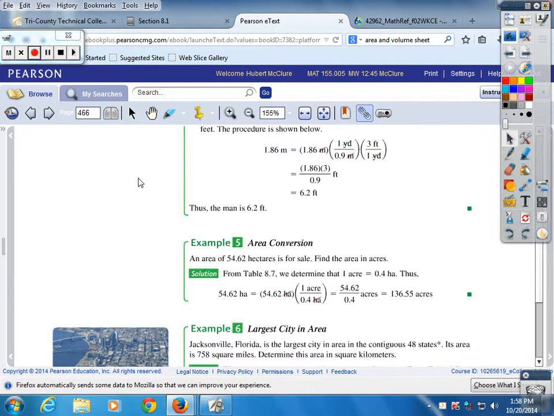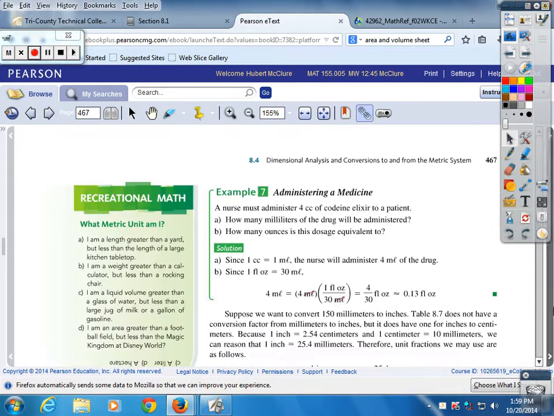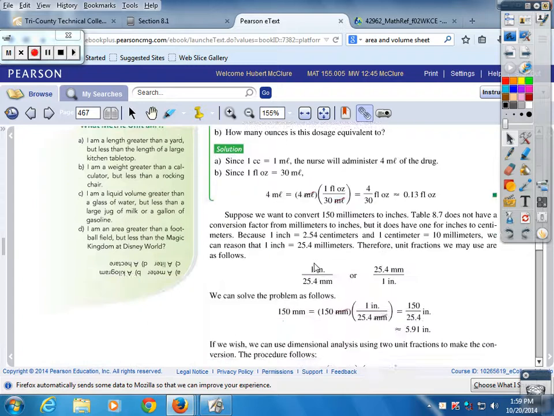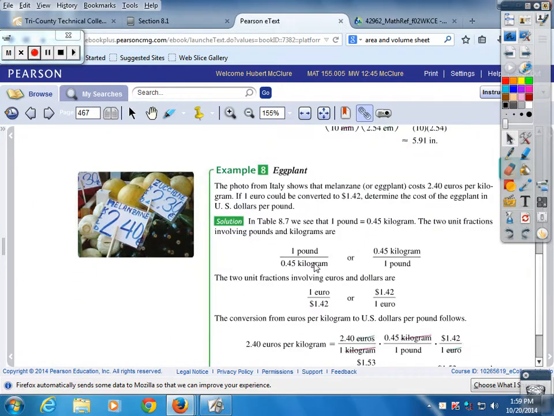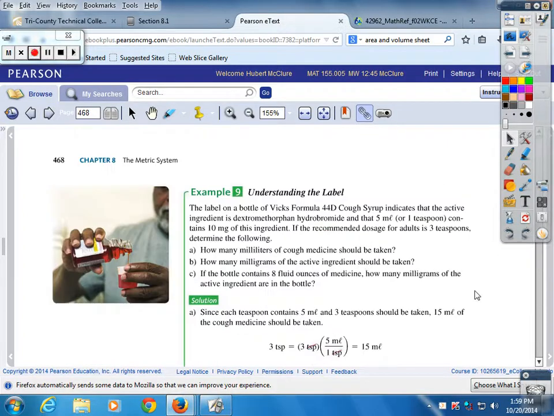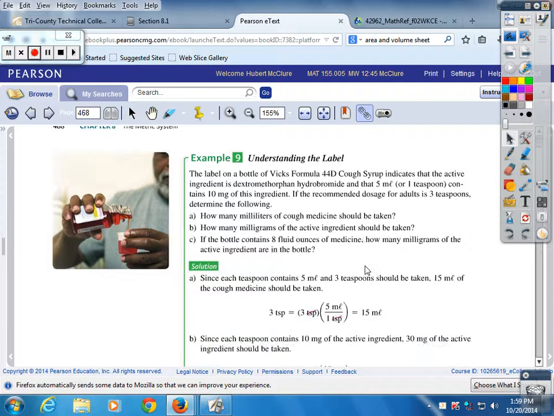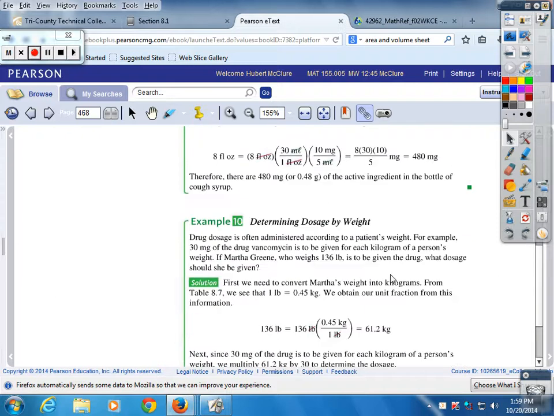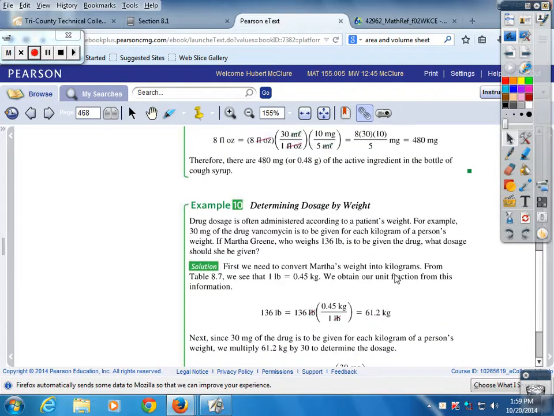I don't do area conversions because you don't never have to do that. All right, this says, I don't want to do that either because that's money and I don't want to do that. I want to do stuff that you're used to doing. All right, let's look at this.